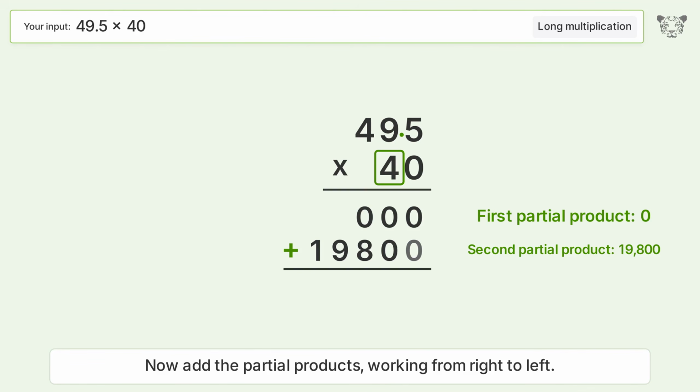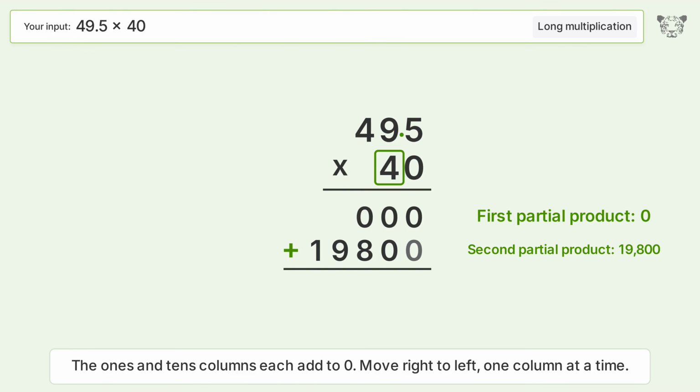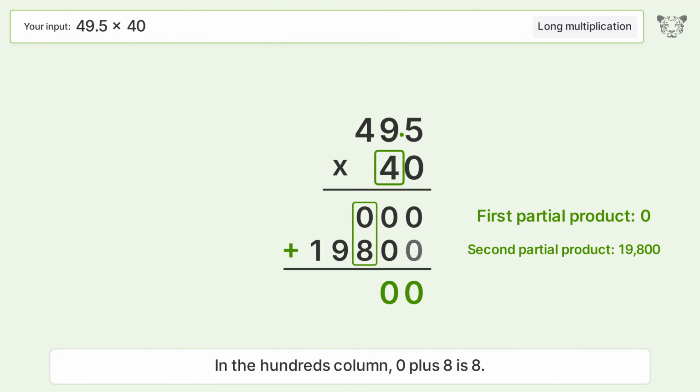Now add the partial products, working from right to left. The ones and tens columns each add to 0. Move right to left, 1 column at a time. In the hundreds column, 0 plus 8 is 8. In the thousands column, bring down 9. In the 10,000s column, bring down 1. The product of the whole numbers is 19,800.